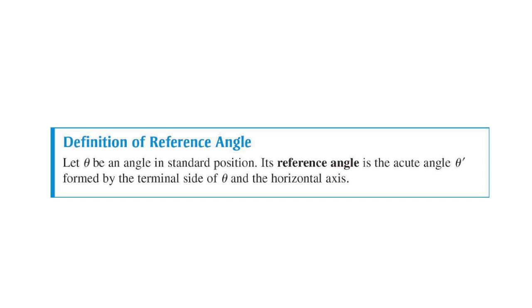So, week 8, we're going to be looking at 5.3 again, and we're going to be looking at the definition of reference angles. Let theta be an angle in standard position. Its reference angle is the acute angle, theta prime, formed by the terminal side of theta and the horizontal axis. Basically, the reference angle has to be in quadrant 1. It references it back, because that'll give us all the stuff we need.